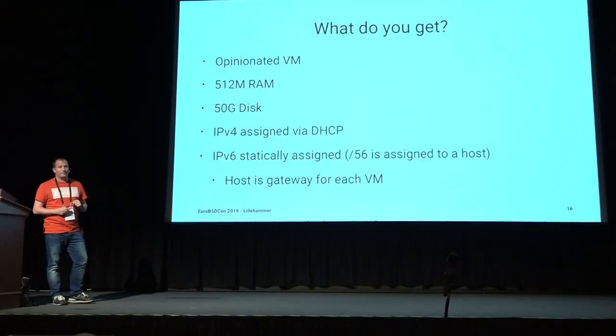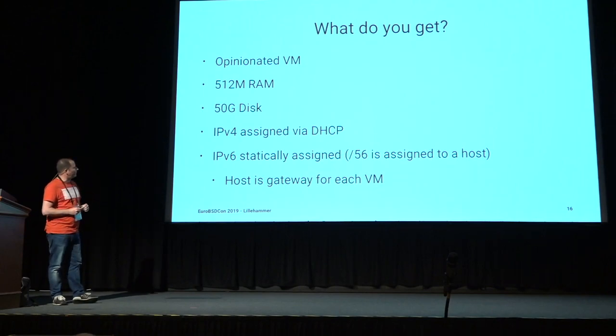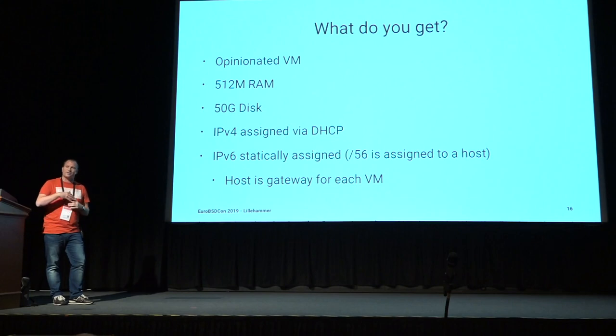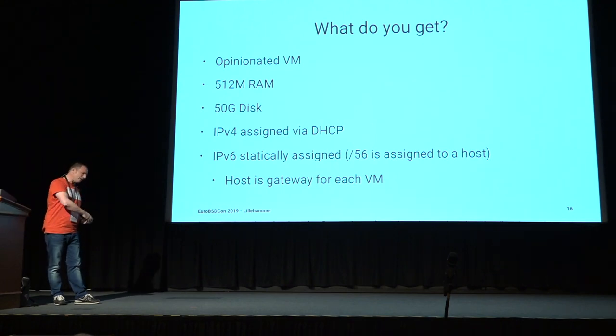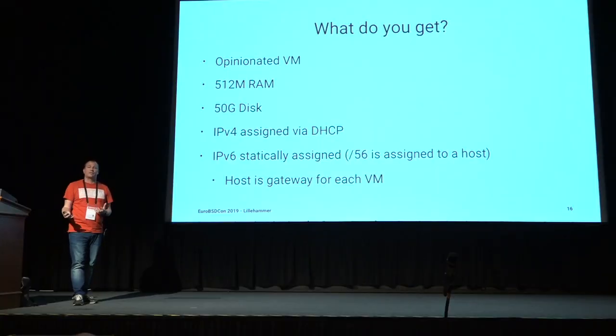So you get 512 meg of RAM, 50 gig disks, IPv4 assigned via DHCP, even though it's a static IP address that's assigned to your VM, and you get an IPv6 subnet /56 that is statically assigned during the whole install process. And what I've noticed while doing this, I'm very used to just assigning my router as the gateway. So I started adding V6 addresses on the gateway, and then all of a sudden, the router cannot hold any more V6 routes. That's annoying. So what I started doing was making the host the gateway for all the VMs in regards to V6. V4 still goes to the router itself because all the VMs are in a /24.